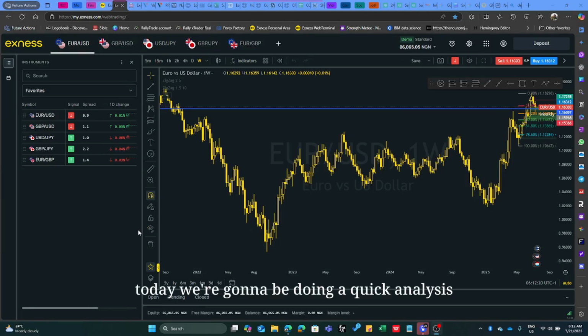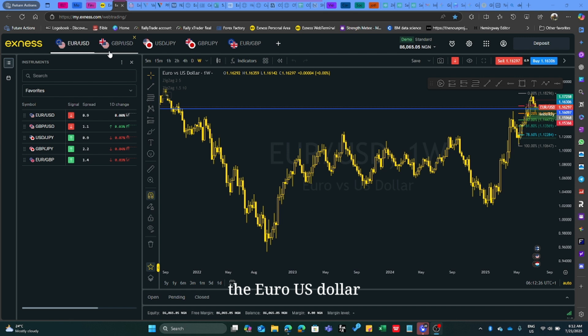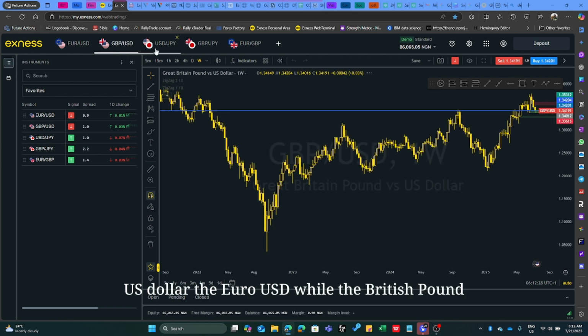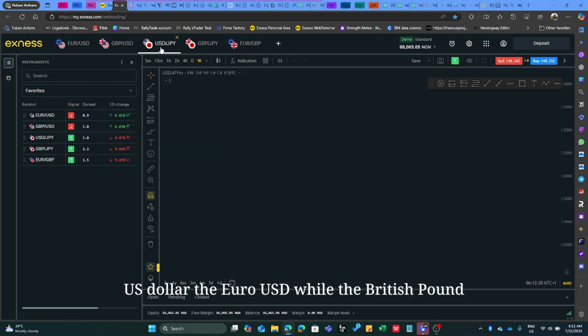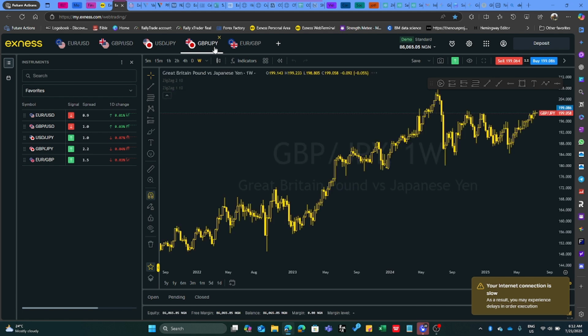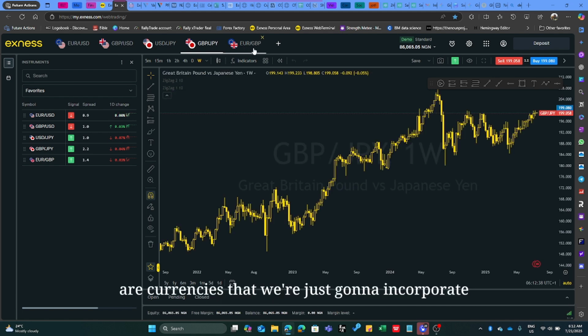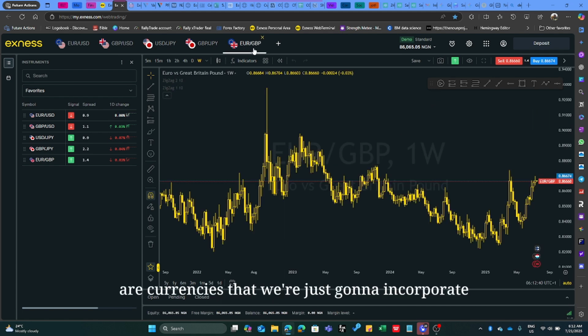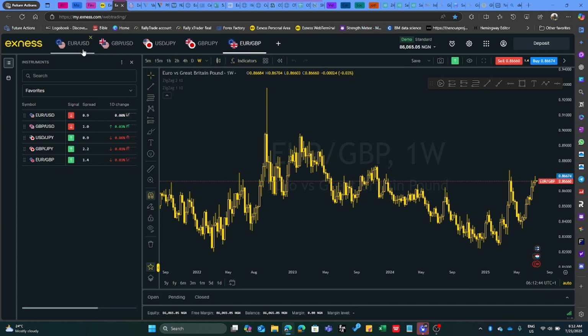Today we're going to be doing a quick analysis on about 5 currency pairs, and I usually watch out for the first 3: the Euro US dollar, the British pound US dollar, the Euro USD, while the British pound Japanese yen as well as the Euro against British pounds are currencies that we're just going to incorporate just for today to see if we can find some chances.